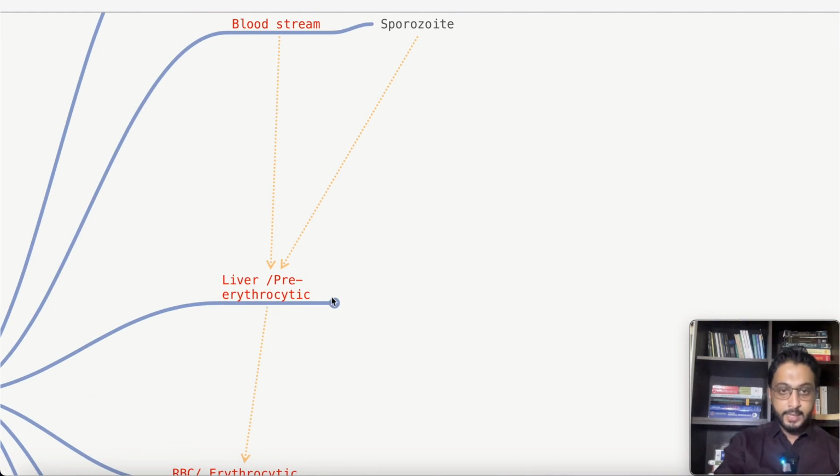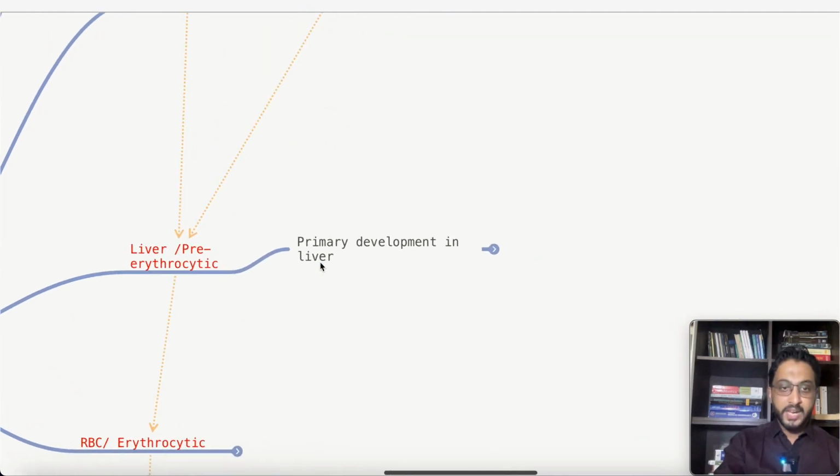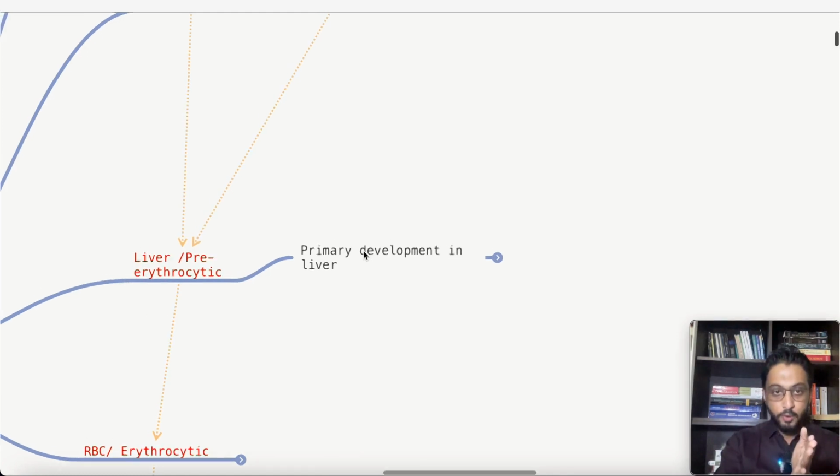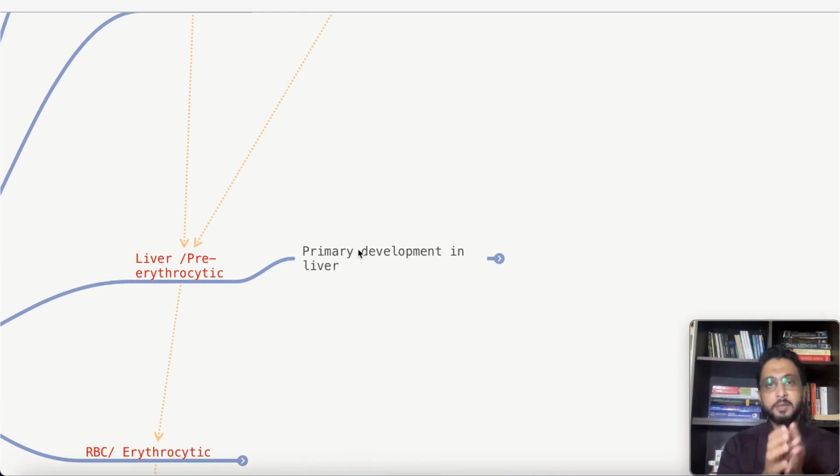Now here there are 2 things to note. The primary development of this particular organism takes place in the liver. Now very important: if you can prevent the organism here, the primary development is prevented, and you will see what is going to happen.